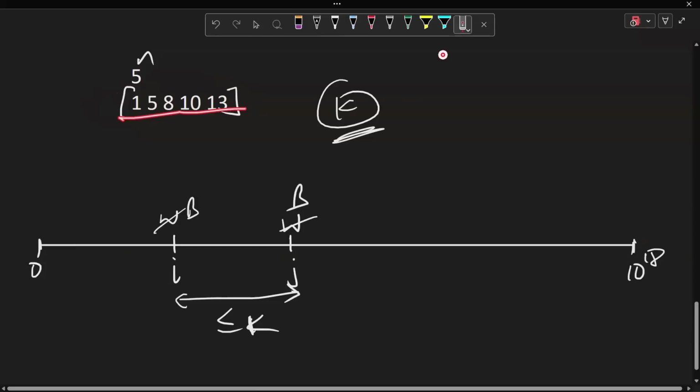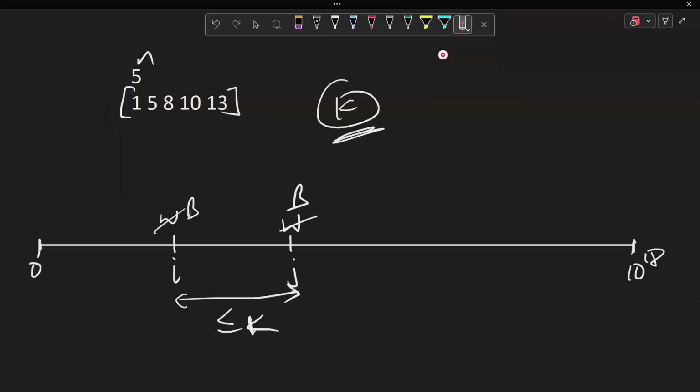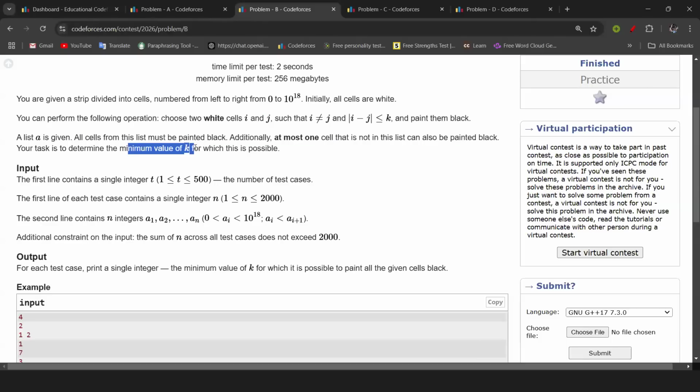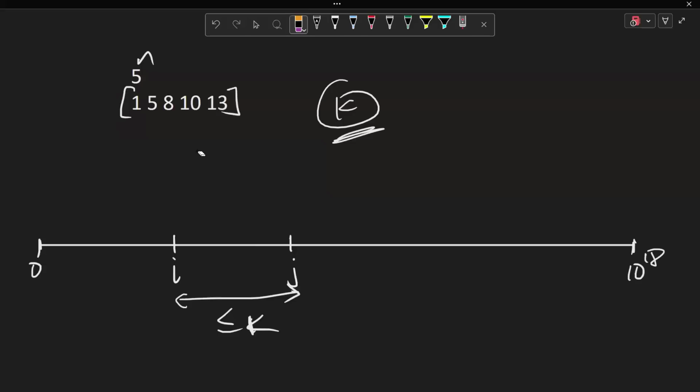Along with that, you can paint one more cell black, but not more than one. So finally, you should have all these n cells black and one extra cell black, or only these n cells black. Not more than one extra cell can be painted black. So this is your final condition. Basically, you need to select the minimum possible value of k so that you can paint all these cells black.